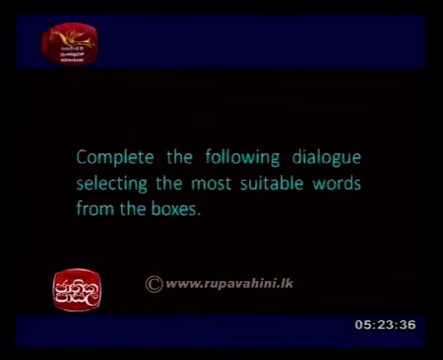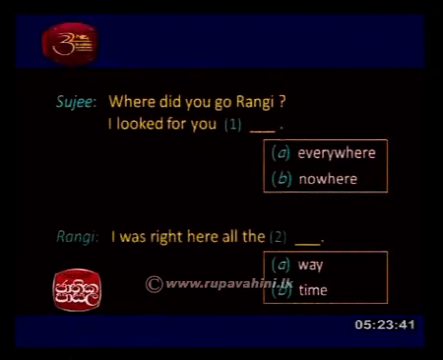Complete the following dialogue, selecting the most suitable words from the boxes. So, for each blank, there are 2 words given. Suji: Where did you go, Ranji? I looked for you, blank. Everywhere, nowhere. Yes. Where did you go, Rangi? I looked for you everywhere.